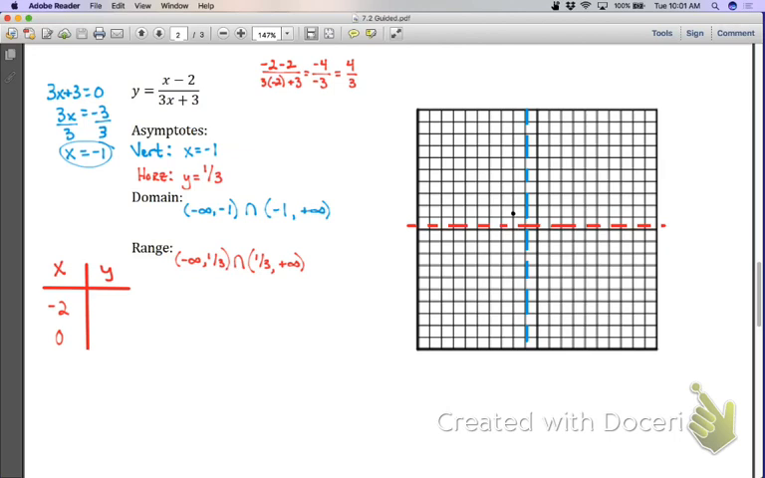Then do everything over again, but now go with 0. So 0 minus 2 divided by 3 times 0 plus 3. So -2/3, thereabouts. It's going to look something like this here.